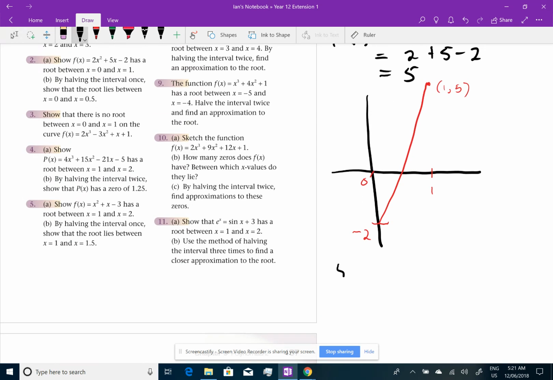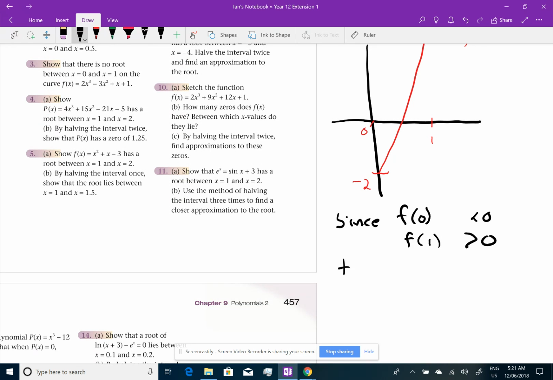So since f of 0 is negative, less than 0, and f of 1 is greater than 0, there is a root between 0 and 1. So x equals something between 0 and 1 will be a root.